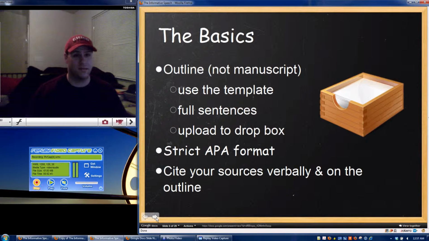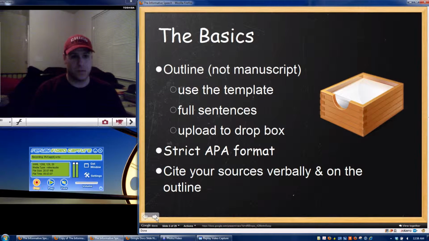Alright, very basic. First off, you're going to have to do an outline this time. Last time you did a manuscript for your speech, which means that you actually typed it out word for word. This time, not the case. I want a full sentence outline showing your major points and giving me your sources from the speech. However, I do not want a word-for-word manuscript for the entire speech. If you do that, I will give you a 0 on your outline. So make sure that it is an outline and not a manuscript.